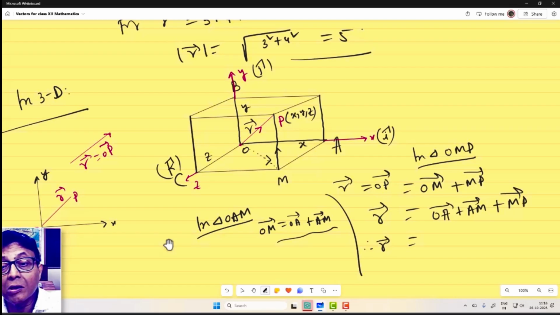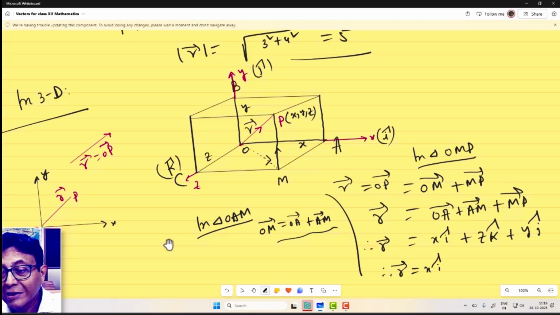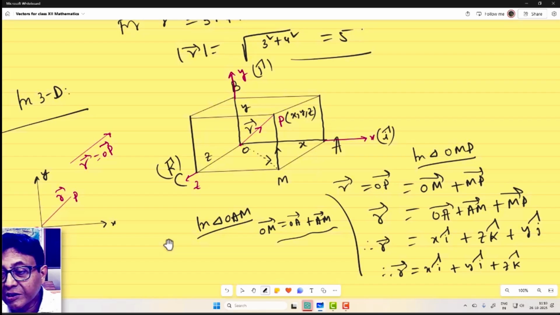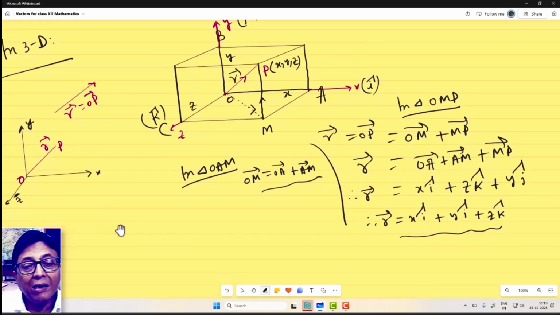Now the OA vector is along the x-axis, unit vector i cap, so x i. AM is along the z-axis, z into k cap, and MP along the y-axis, y into j cap. So xi, yj, zk. This is the vector r, and the magnitude of r is what? Modulus of r.